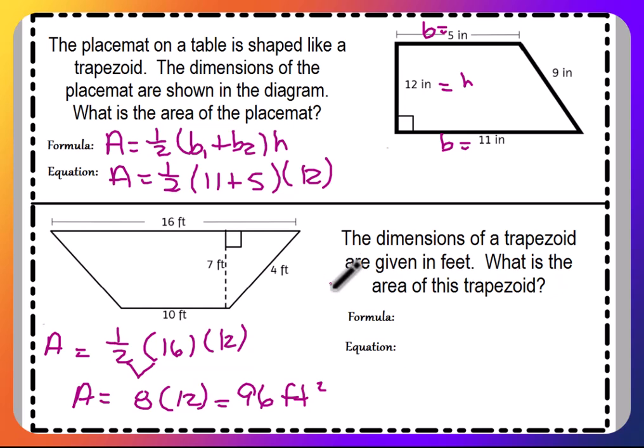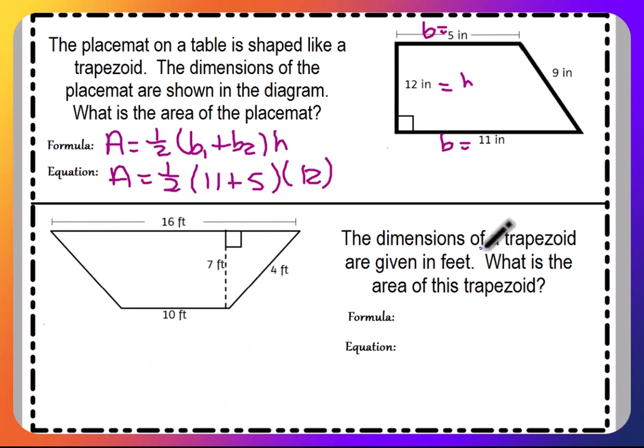Okay, so if you did not get the right answer, go ahead, pause the video and check the work, and when you come back, we'll move on to the next problem. Okay, next example, the dimensions of a trapezoid are given in feet. What is the area? So we're going to do the same thing, so write down your formula. Area is going to equal 1/2 in parentheses base 1 plus base 2, and then multiply that by your height. So what I'd like for you to do is to go ahead and write your equation, solve it, and come back and check your answer.